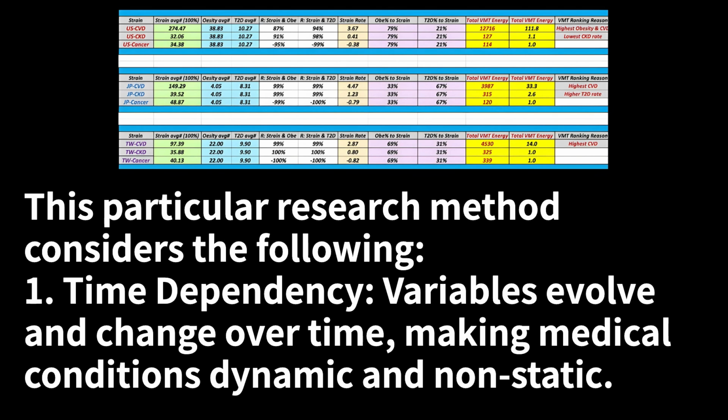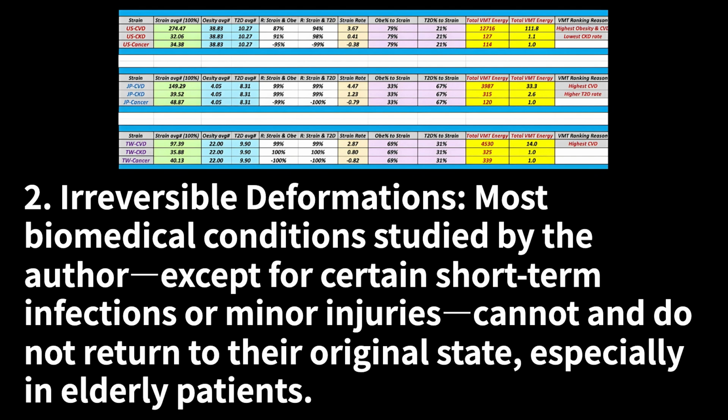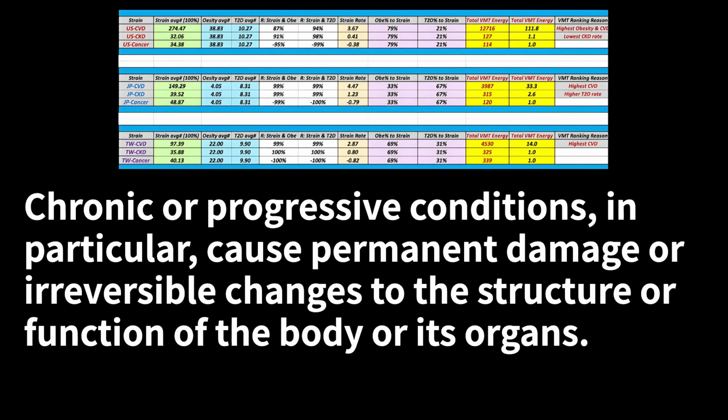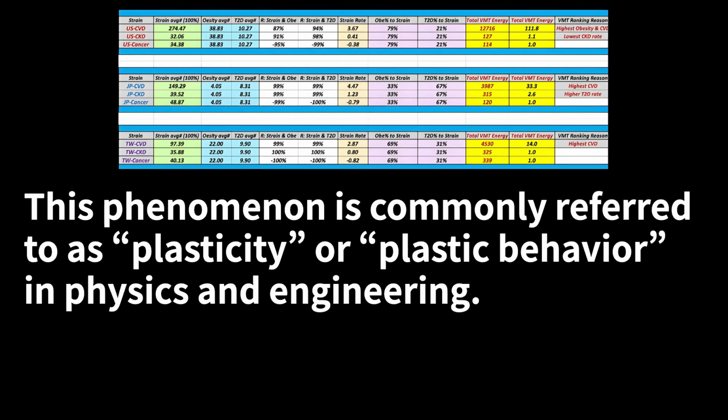This particular research method considers the following: 1. Time dependency. Variables evolve and change over time, making medical conditions dynamic and non-static. 2. Irreversible deformations. Most biomedical conditions studied by the author, except for certain short-term infections or minor injuries, scar and do not return to their original state, especially in elderly patients. Chronic or progressive conditions, in particular, cause permanent damage or irreversible changes to the structure or function of the body or its organs. This phenomenon is commonly referred to as plasticity, or plastic behavior in physics and engineering.